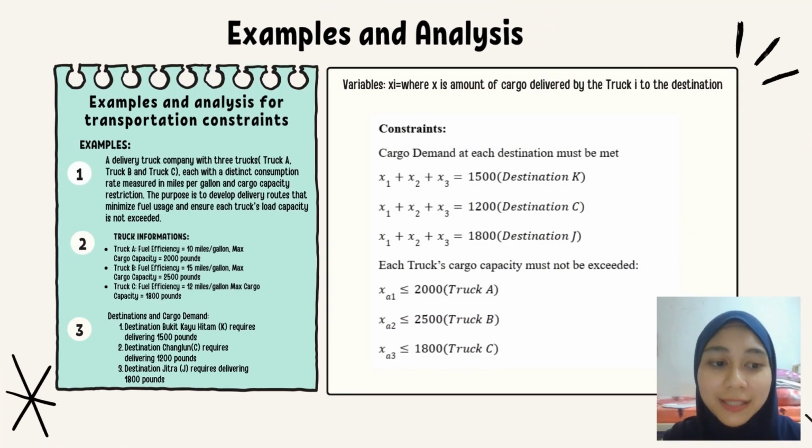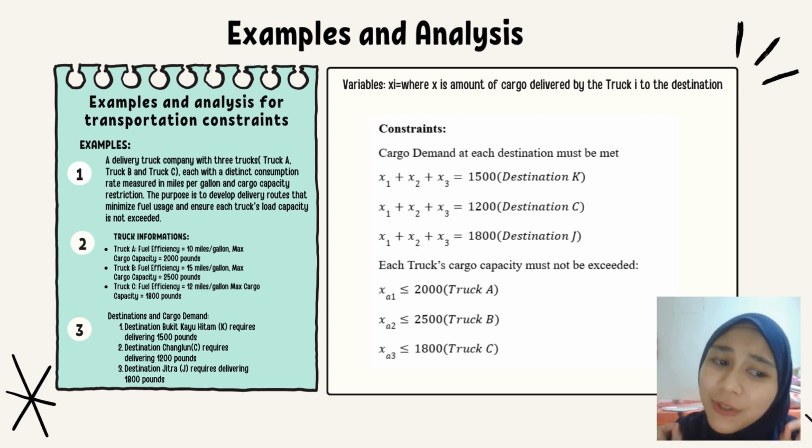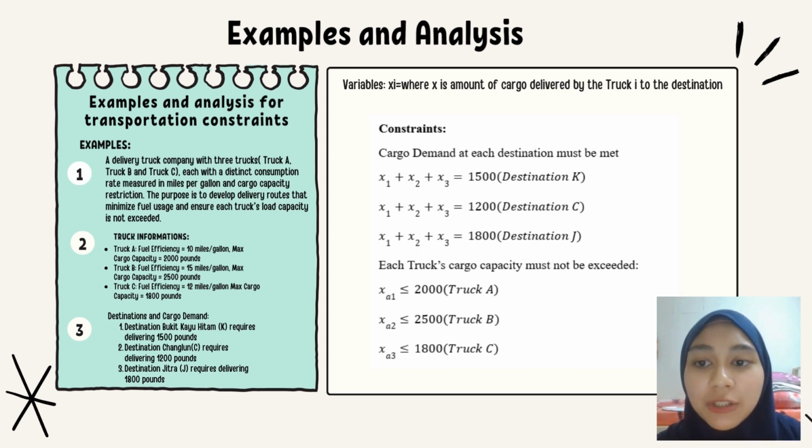So we move to the second example analysis, which is transportation constraint. Our example here is a delivery truck company with 3 trucks, truck A, truck B and truck C, each with a fuel consumption rate measured in miles per gallon, MPG, and a cargo capacity restriction. The purpose is to develop delivery routes that minimize the fuel usage, which is fuel consumption, and ensure each truck's load capacity is not exceeded.